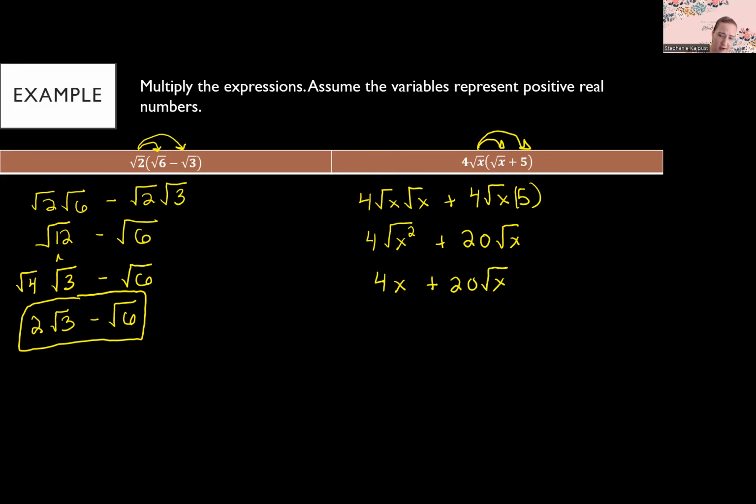Now I have an x in both terms, but one is outside the square root and one is inside the square root. They are not like terms. So they have to match exactly. And because one's inside, one is outside, they're not considered like terms. So that's your final answer.